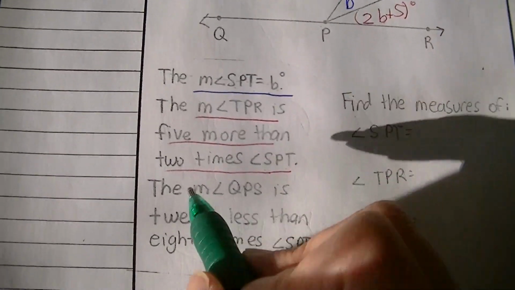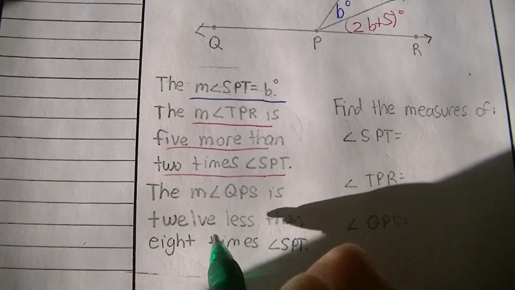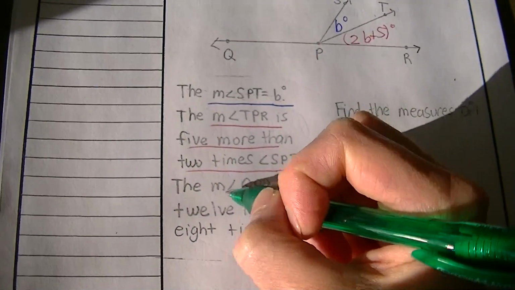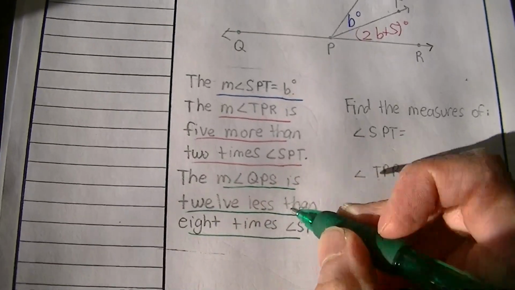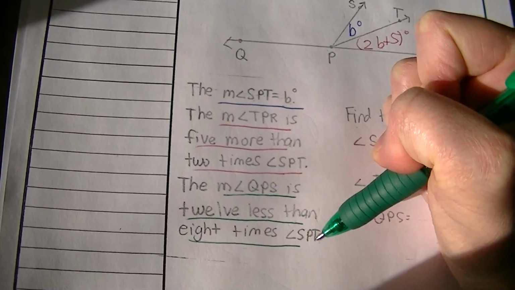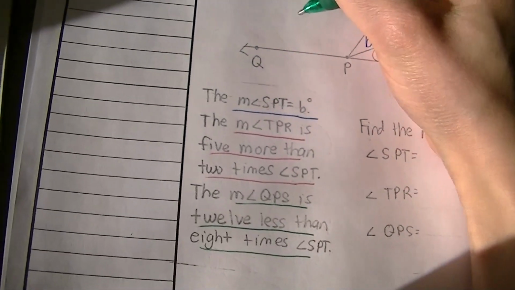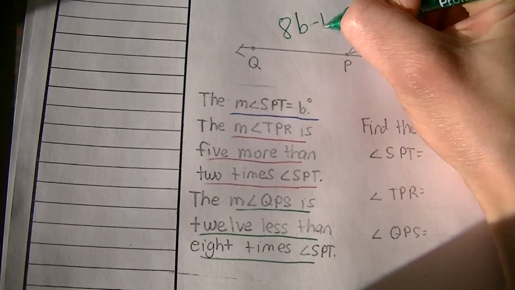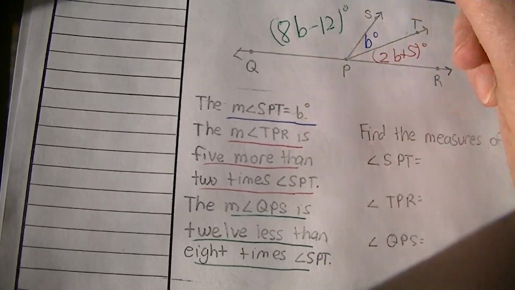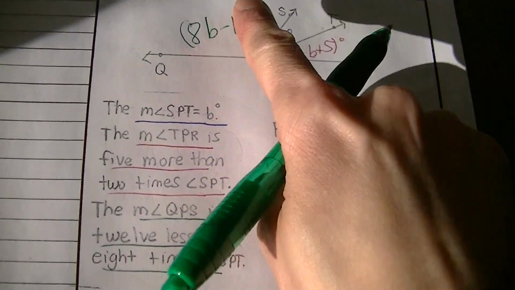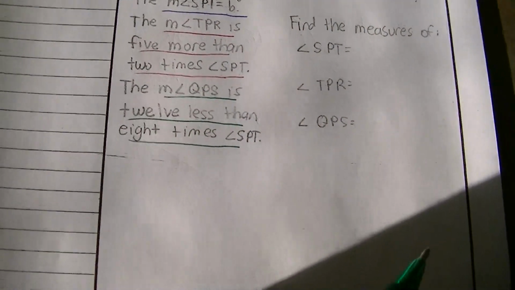Oh, and that third angle, measurement of angle QPS is 12 less than 8 times SPT. Goodness, that can kind of sound confusing. So try rereading it. That measurement of this angle right here is 12 less than 8 times SPT. Well, wasn't SPT B? Okay, so start with B. 8 times that, and then 12 less than that. That's going to give us that degree measurement, okay? So there's our little situation right there. Now we've got to find the measurement of each one of those angles according to this.